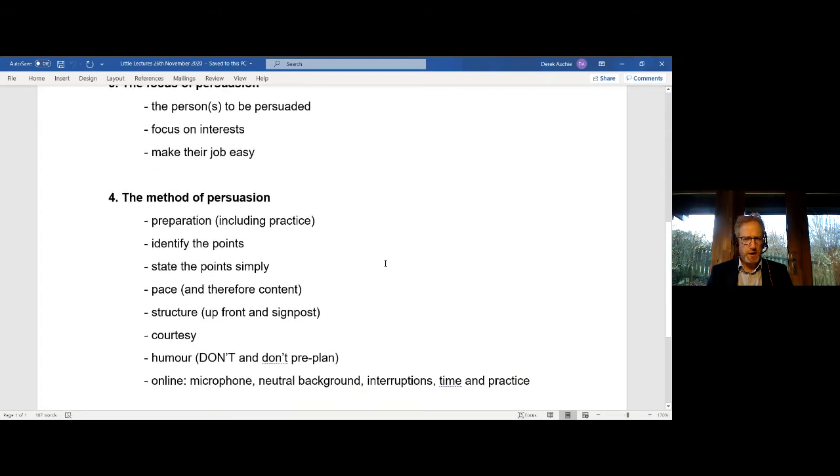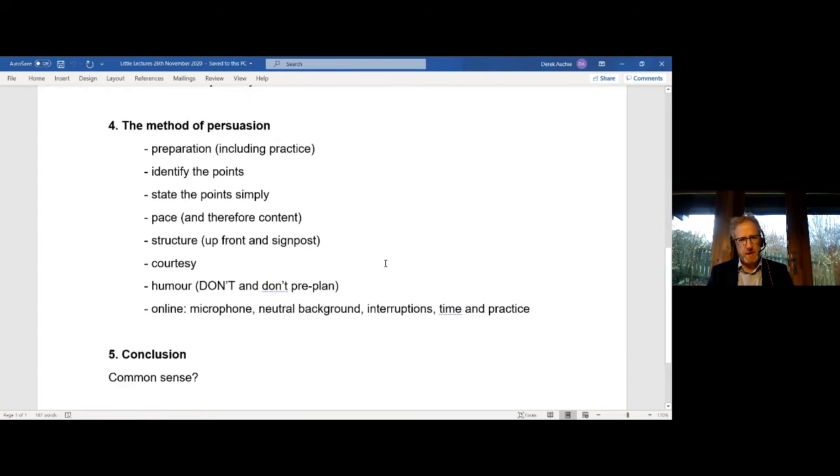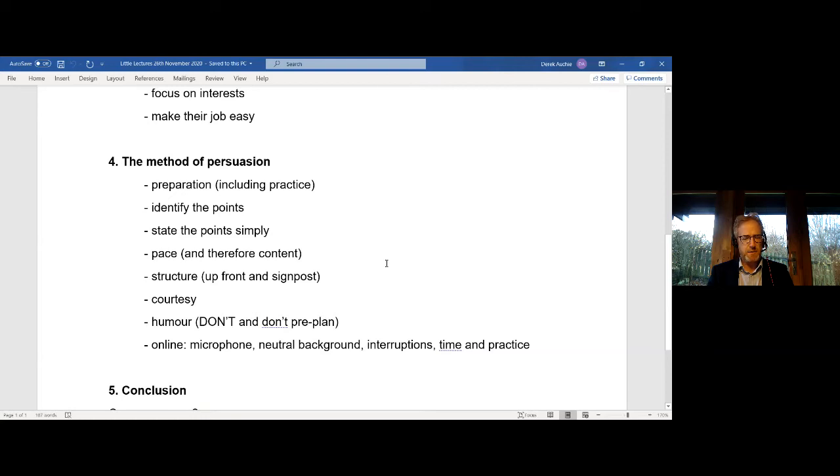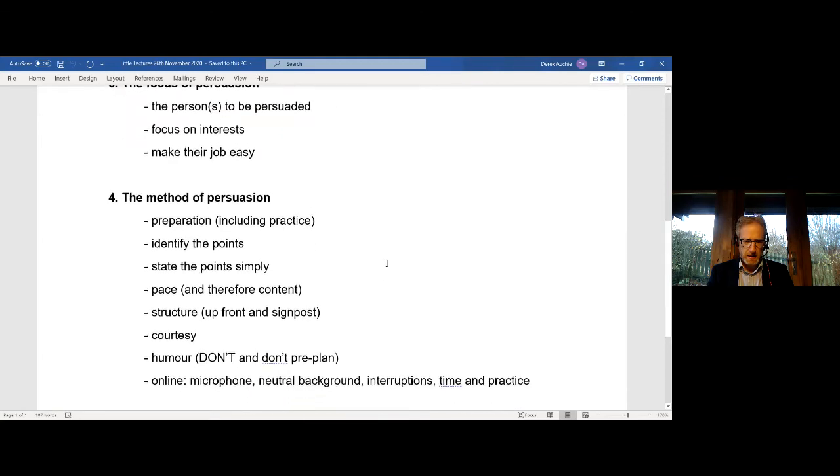So that's the fourth and the second last heading. I'm going to conclude after that. So how do you do it? I've talked a lot about the general approach. What I'm going to talk about now is the specifics of how I think it might be done. And these are just my ideas.